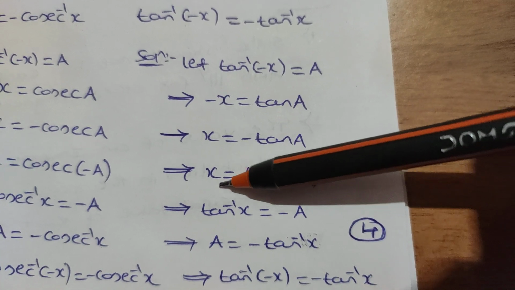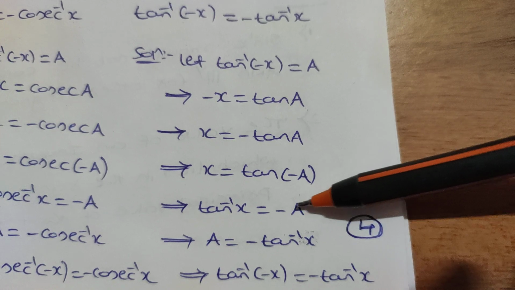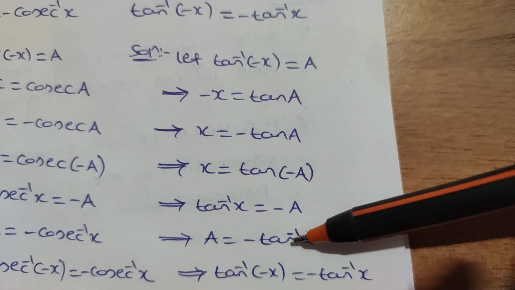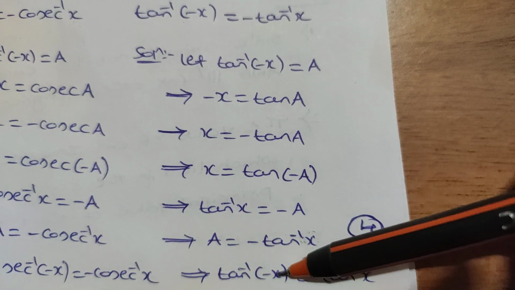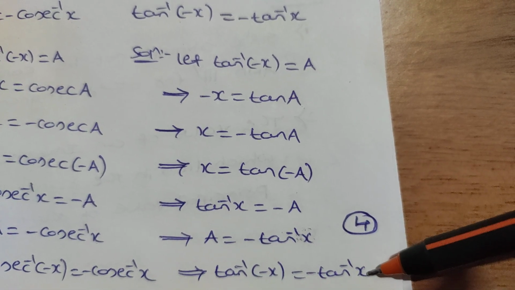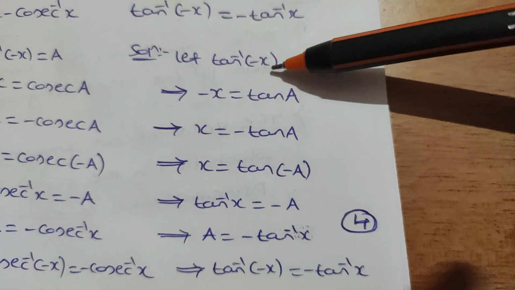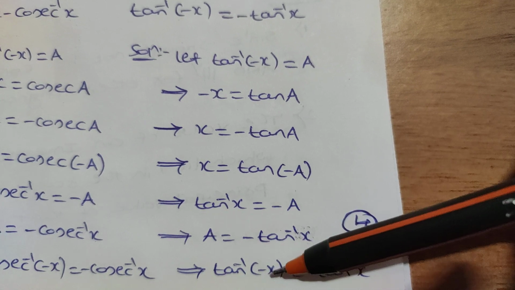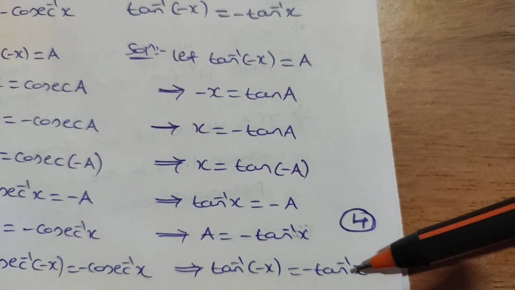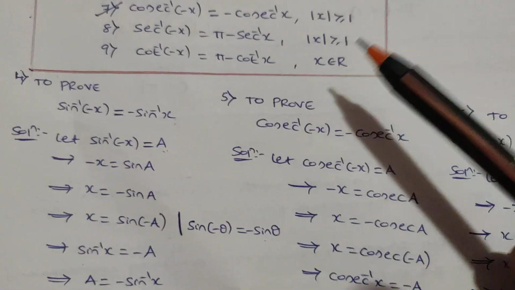Taking tan towards this side, it will become tan inverse of x is equals to minus a. A value will be minus tan inverse of x. Therefore tan inverse of minus x will be minus tan inverse of x, as we have assumed the value of a as tan inverse of minus x. Therefore the result takes the form of tan inverse of minus x is equals to minus tan inverse of x. This is how we prove the results.